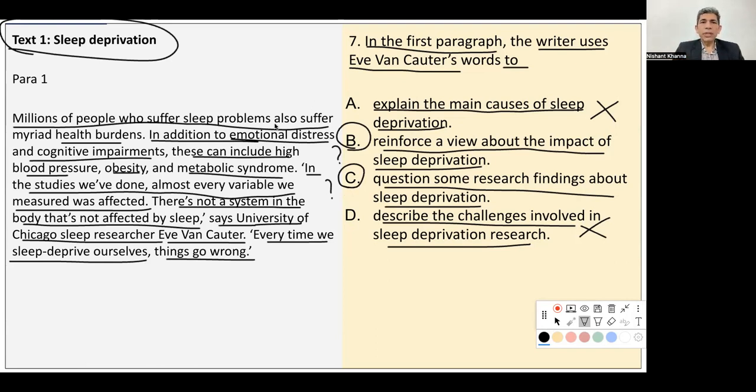Millions of people who suffer from sleep problems also suffer myriad health burdens, in addition to emotional distress and cognitive impairments. These can include high blood pressure, obesity, metabolic syndrome. In the studies we have done, almost every variable we measured was affected. There's not a system in the body which was not affected by sleep, says University of Chicago sleep researcher Eve Van Cauter. Every time we sleep deprive ourselves, things go wrong.